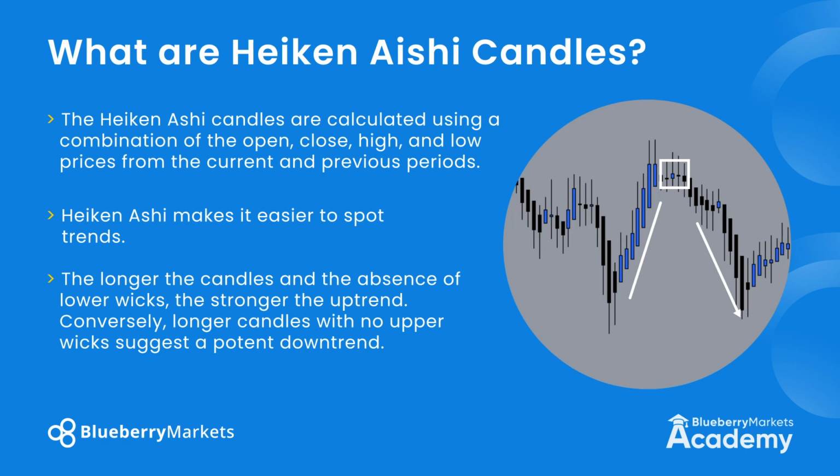When you observe smaller candles with wicks on both sides, it's an indication that the market is consolidating or in a range-bound state. Since Heikin Ashi charts provide averaged data, they tend to filter out the noise of minor price fluctuations, delivering a cleaner view of the market's movement.